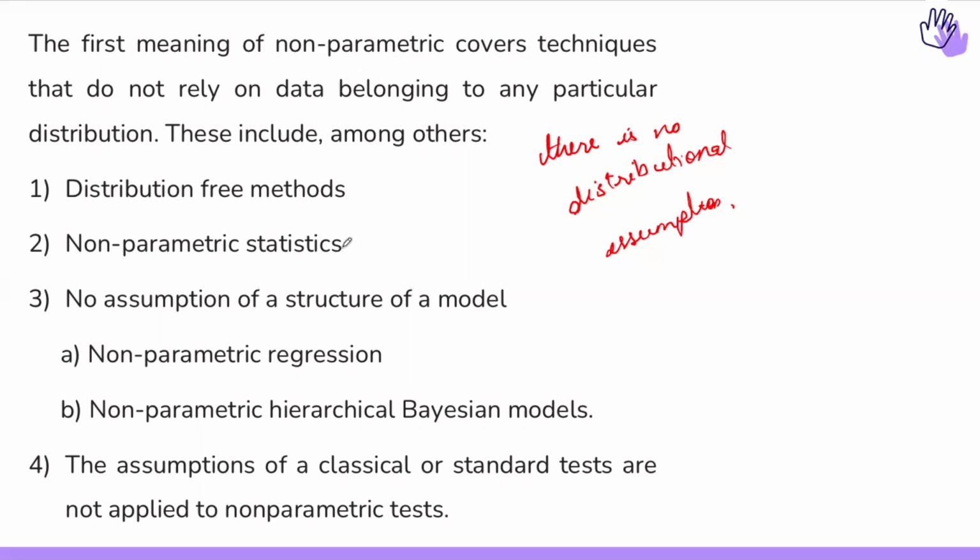Then coming to non-parametric statistics. In this, the statistic is based on the ranks of the observations and does not depend on any distribution of the population. Then third is no assumption about the structure of the model. In non-parametric statistics, the techniques do not assume that the structure of the model is fixed.